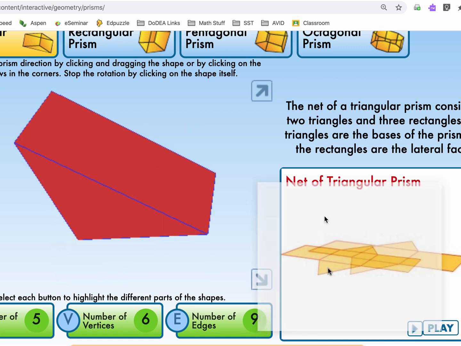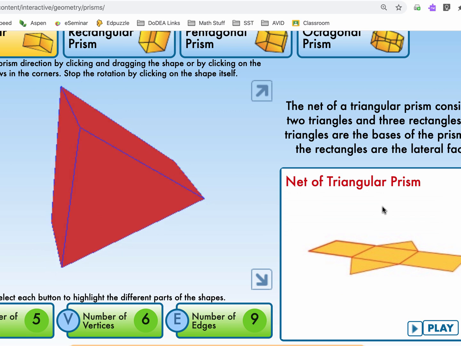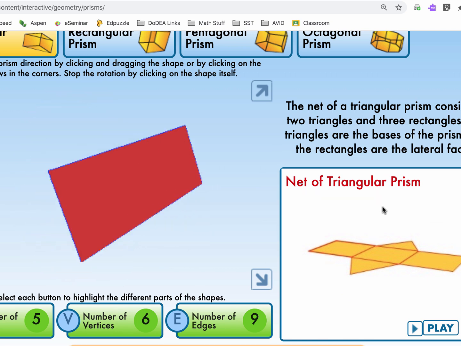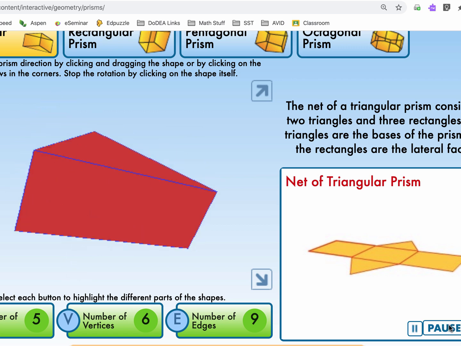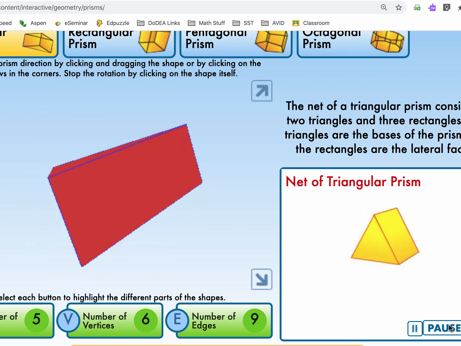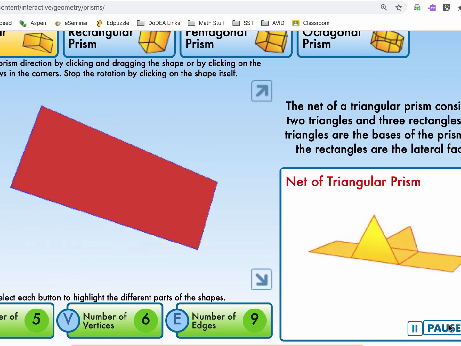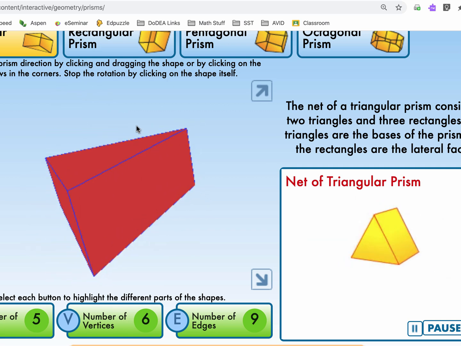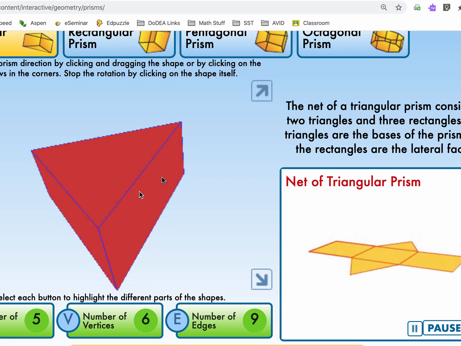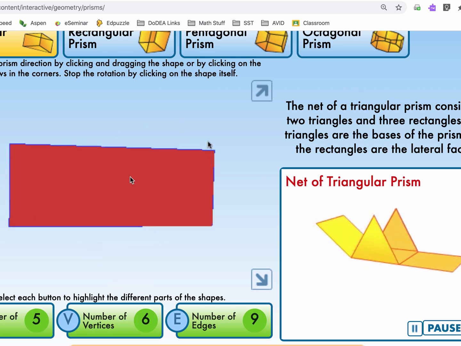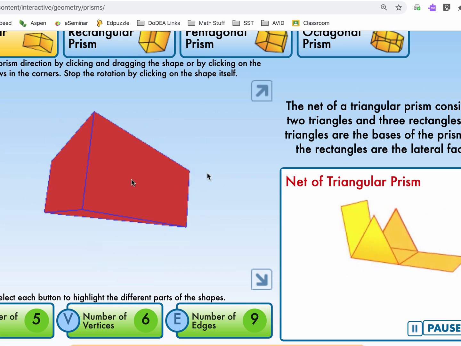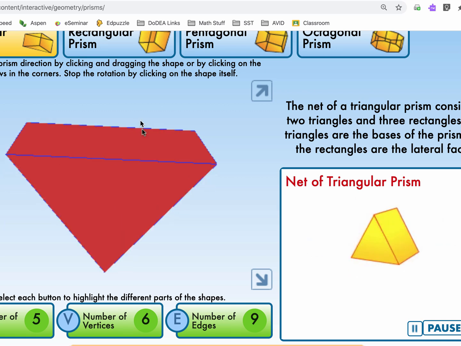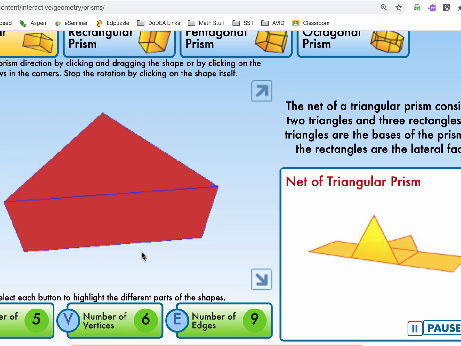If I look over here on the right, I see its net. And the net is just taking it and flattening it out. So if I hit play, you can see how it becomes that triangular prism. So the lateral faces are the rectangles, those 3 rectangles, as I rotate it, that connect the 2 bases.